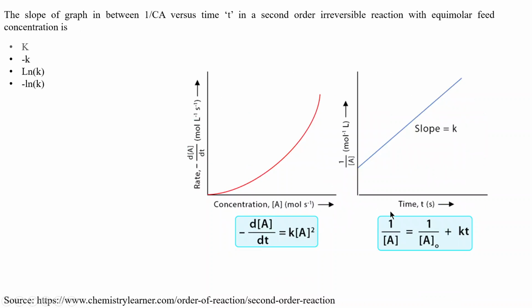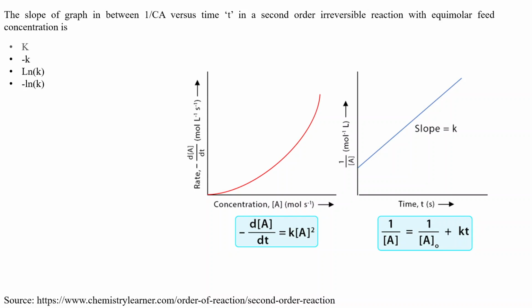Sir, based on order, what would be the significance? Suppose it's a zero order reaction. What would be the significance that it is zero order, so the reaction will be like that, or if it is first order, the reaction will be like that? How to understand that?